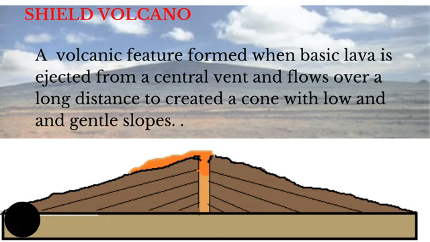A shield volcano is also associated with basic lava. It is formed where basic lava is ejected from a central vent and flows over long distances to create a cone that is low and has gentle sides. This type of volcano is often found over hotspots. Example, in the Hawaiian Islands.